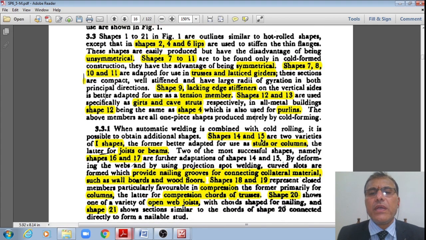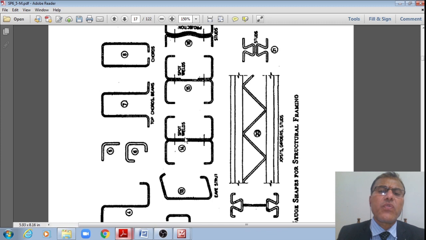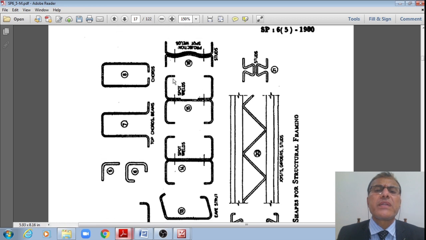Here the shapes 14 and 15 are two varieties of I shapes. The former is better adapted for use as studs or columns, and the 15th shape is generally used for joists and beams, right? This section 14 can generally be used as a column section, because it is somewhat heavier compared to the top. Whereas this shape 15 can be used for girder sections. However, both are connected by means of spot welding, right?